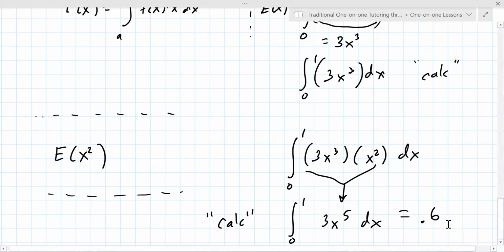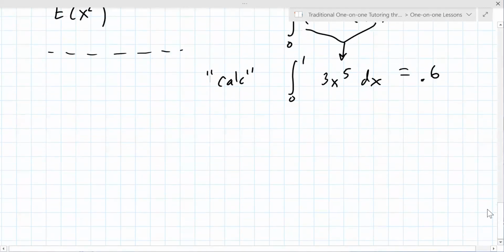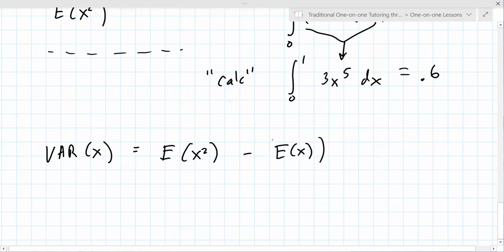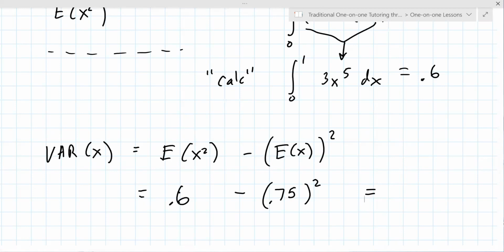Okay. Do you have this number here? Yes. Okay. So here's why you need these. Because the formula for variance of X, which is the thing you're actually being asked to calculate, is the expected value of X squared minus the square of the expected value of X. So you need those two numbers: your answer from the expected value of X squared, that 0.6, minus 0.75 squared. Gotcha. Okay.